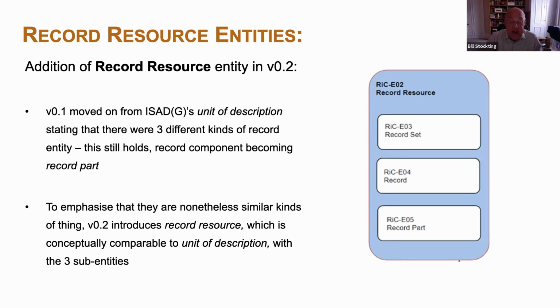There were therefore the 3 entities record set, record and record component. While this is still the case, to recognise that these 3 types of information object are nonetheless still the same kind of thing, the record resource entity has been added as an overarching entity in the second draft. The record resource entity is then conceptually comparable to ICA's unit of description. Record resource has 3 sub-entities representing the objects we describe in practice: the record, its parts, called components in the first draft, and the set or sets in which they may be included.